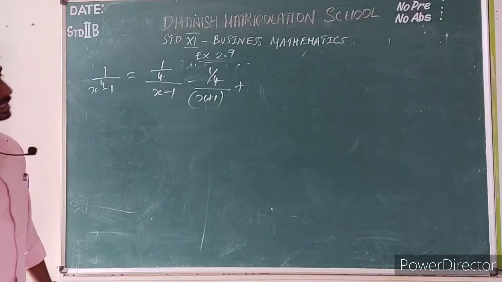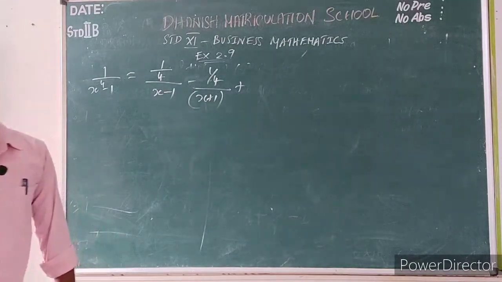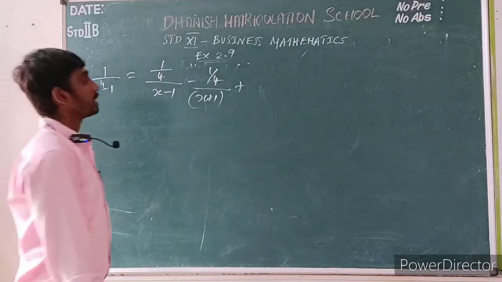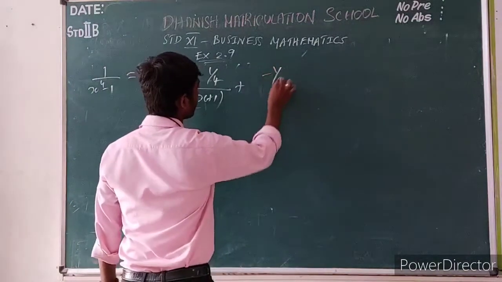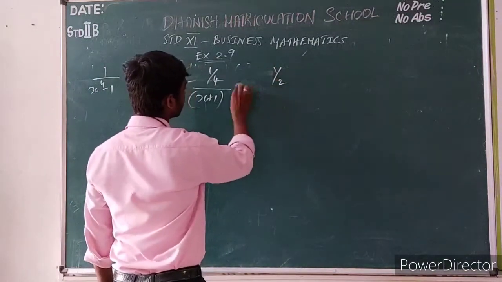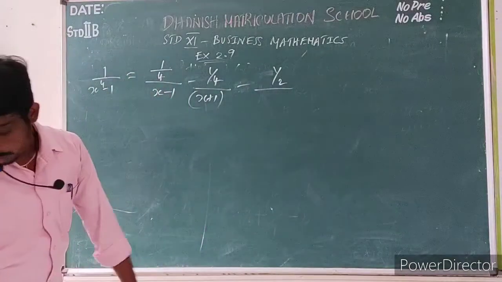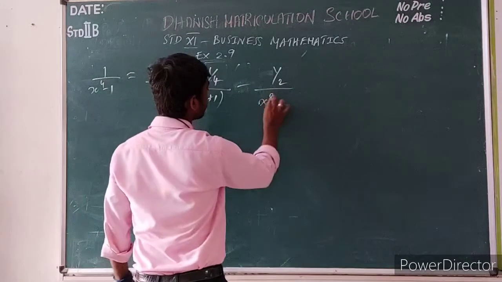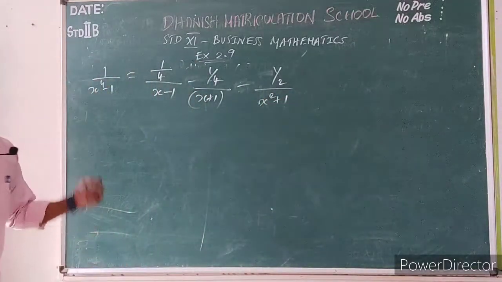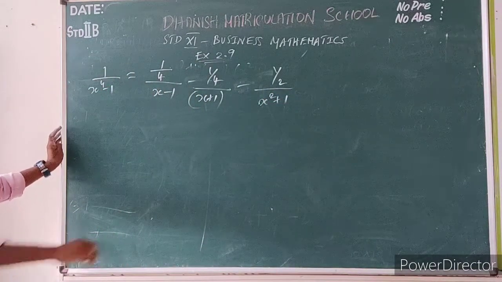So here we are cancelling this one. The c value will be cancelled. What is the remaining value? Only d will be there. That is d will be minus 1 by 2. Here I am applying this one, minus will be getting there, 1 by 2. What is the denominator value here? That is x square plus 1. So this is the equation.